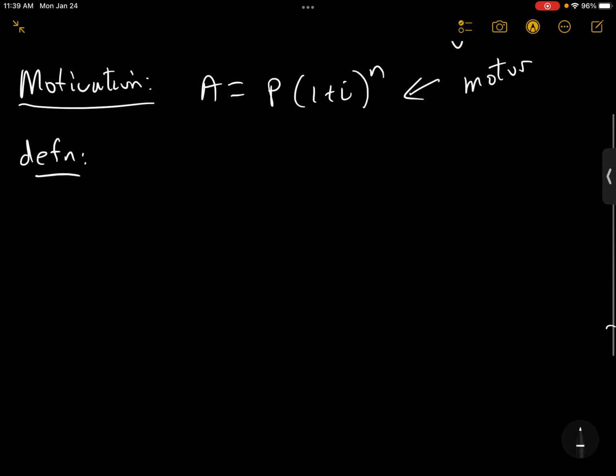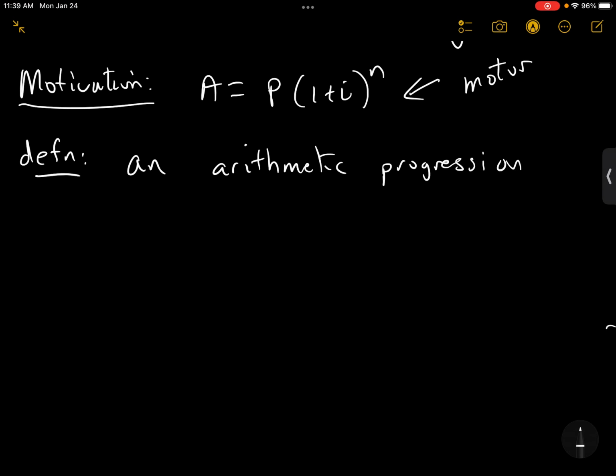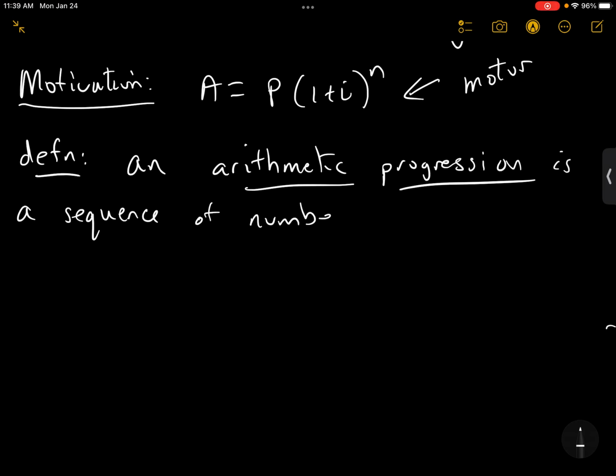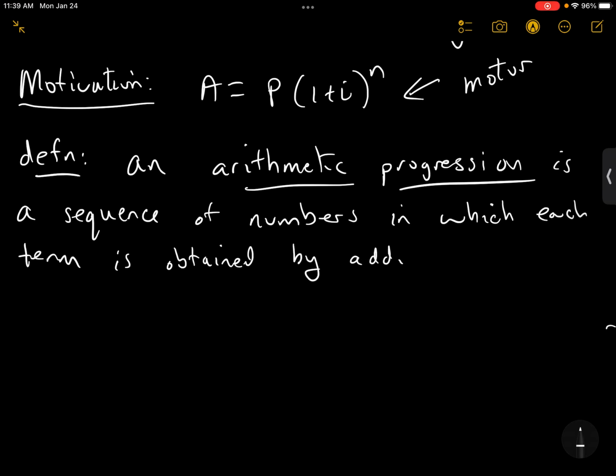And this is pure math, so an arithmetic progression is a sequence of numbers in which each term after the first term is obtained by adding a constant d to the previous term.